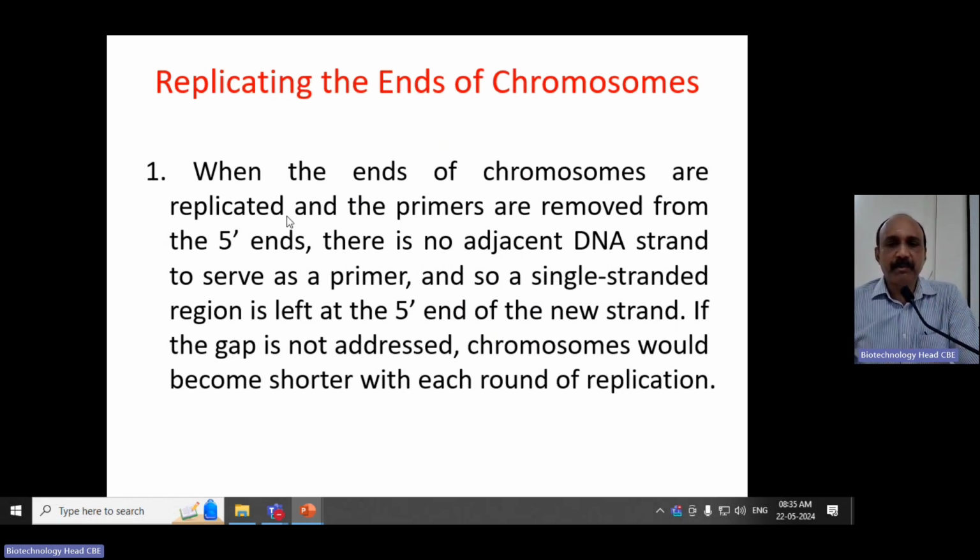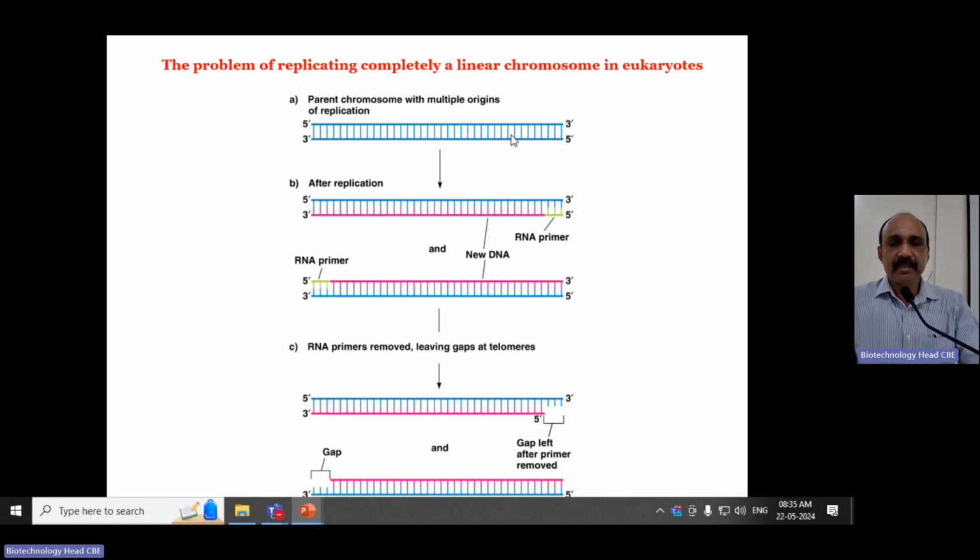When the ends of chromosomes are replicated and the primers are removed from the 5' end, there will be no adjacent DNA strand to serve as the primer. So a single-stranded region is left at the 5' end of the new strand. If the gap is not filled, the chromosome becomes shorter with each round of replication. So when replication starts, the RNA primer at the end will be degraded on both strands.